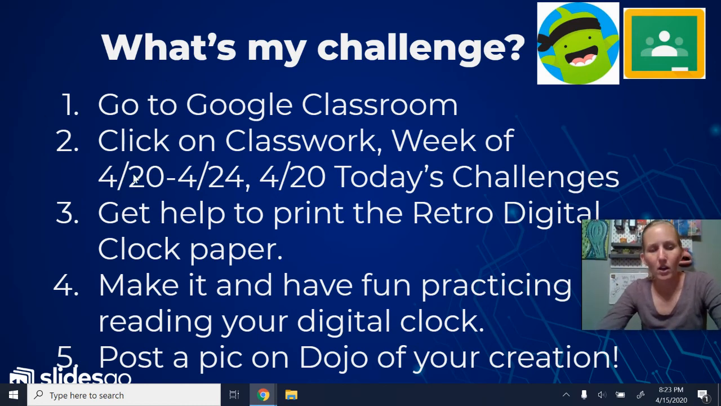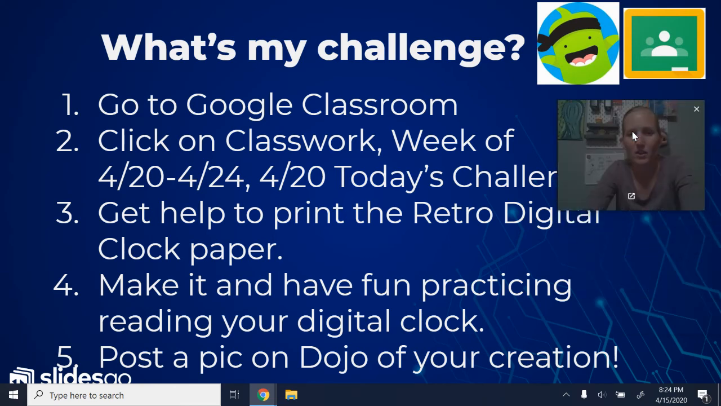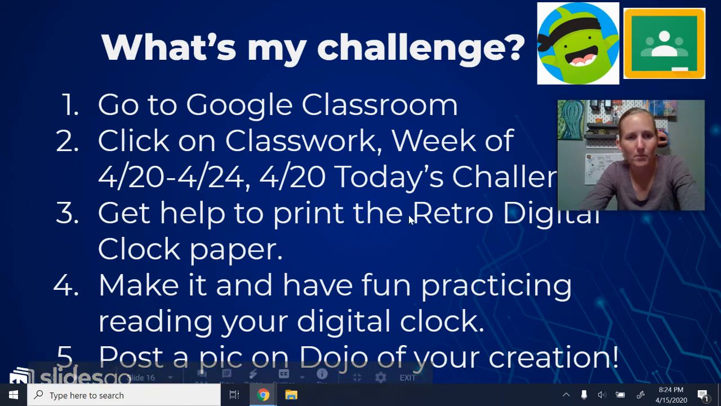So once you're in there, you're going to get help from your parents to print off the retro digital clock paper. And you can print off page 7. Everyone say, page 7 on that one. You just need page 7, nothing else than that. No other pages. Make sure you have logged into Google Classroom on a device that is connected to your printer. Now, if you don't have a printer, don't worry about that. You can go ahead and just draw some digital clocks on a piece of paper, and that will be totally fun, great practice as well.